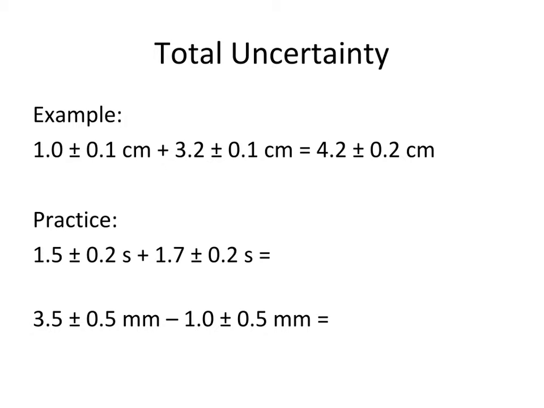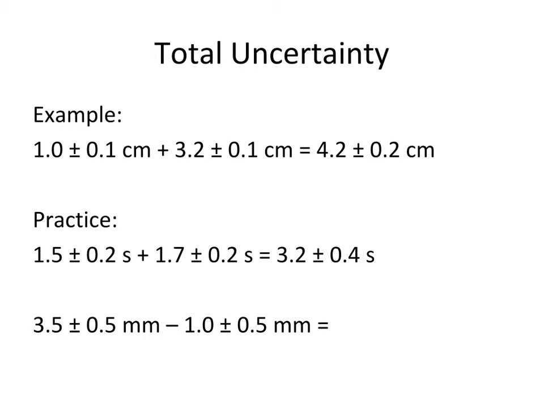So our uncertainties have added up. Let's try some practice. 1.5 plus or minus 0.2 seconds, plus 1.7 plus or minus 0.2 seconds. And that gives us 3.2 plus or minus 0.4 seconds. So again, we see that the uncertainties have added together.